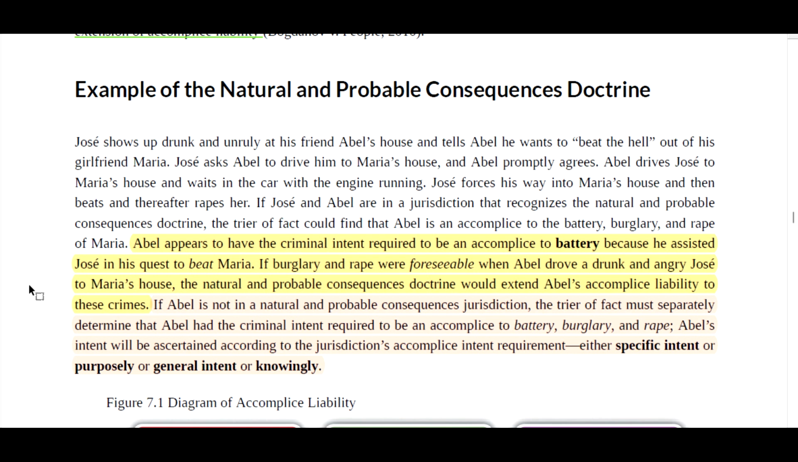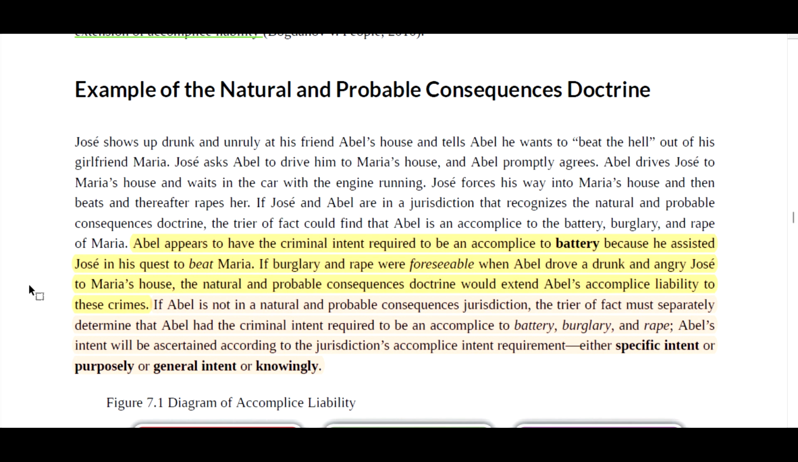If Jose and Abel are in a jurisdiction that recognizes natural and probable consequences, the trier of fact could find that Abel is an accomplice to the battery, burglary, and sexual assault of Maria. Abel appears to have the criminal intent required to be an accomplice to battery, because he assisted Jose in his quest to beat Maria. He said, all right, I'll take you. Burglary and a sexual assault were foreseeable when Abel drove a drunken, angry Jose to Maria's house, so clearly the natural and probable consequences doctrine would extend Abel's accomplice liability to those crimes as well.